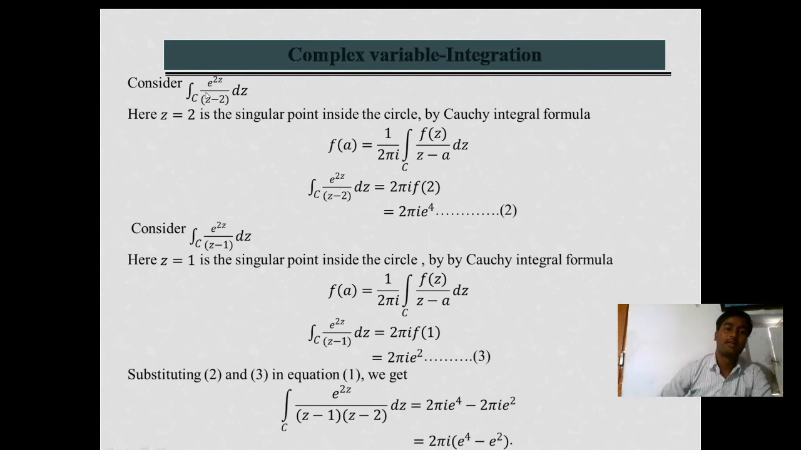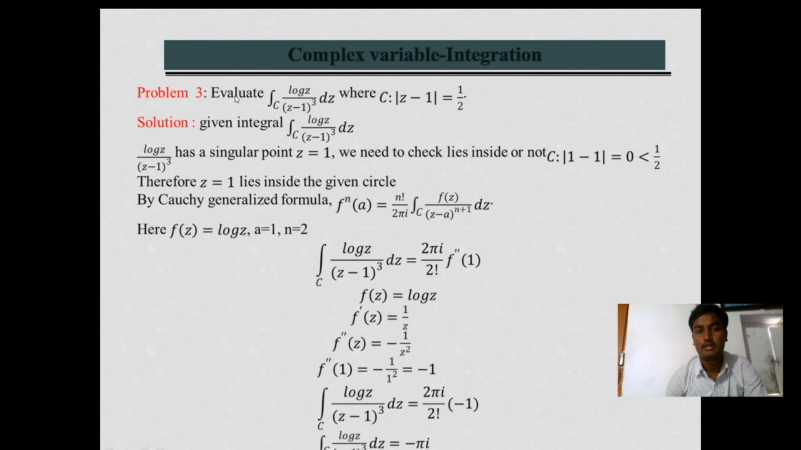Integral of f of z by (z minus a) dz is 2 pi i f of a, right? So I used this here, 2 pi i f of 2. f of z is nothing but e power 2z. It is e power 2 into 2, which is e power 4. So this is one, right? Now separately you consider the other, e power 2z by (z minus 1). z equal to 1 is a singular point which lies inside. By using Cauchy integral formula, it is this, right? Then you combine, you get the answer.